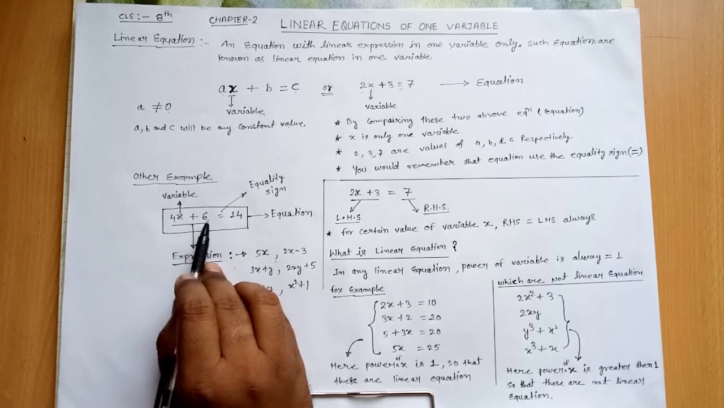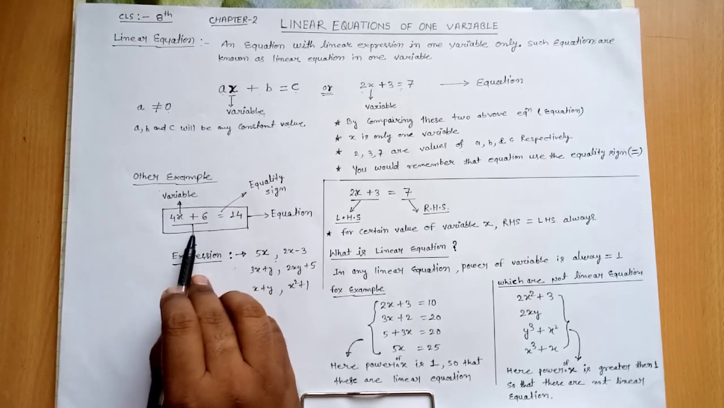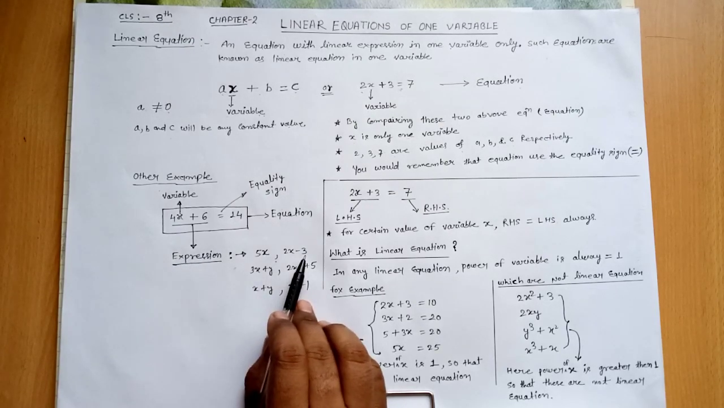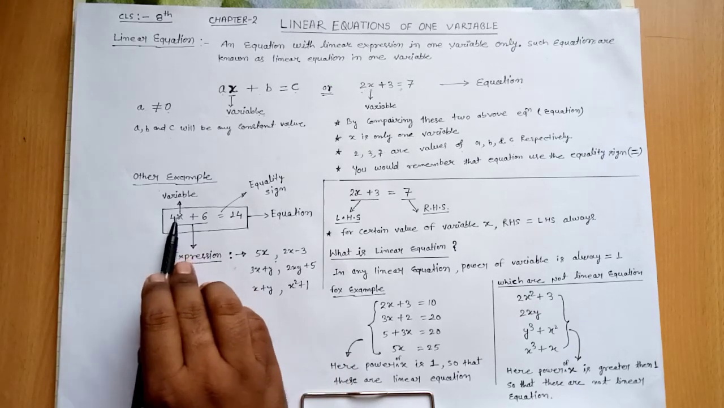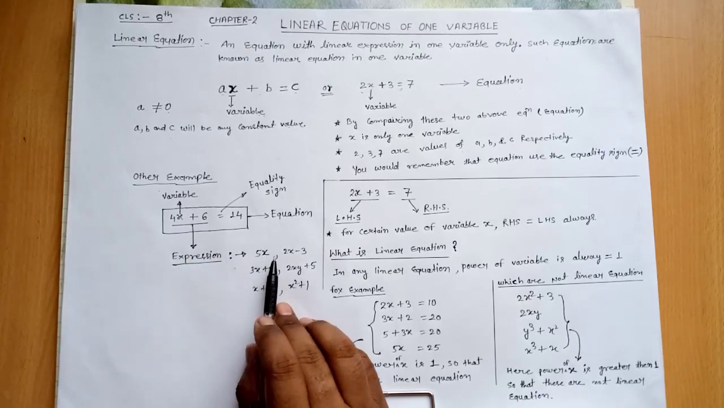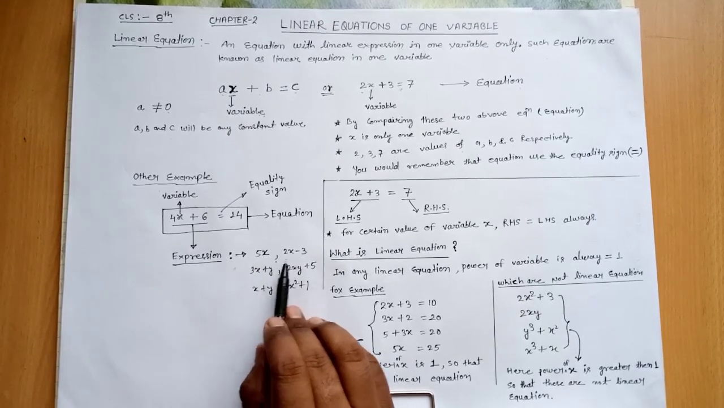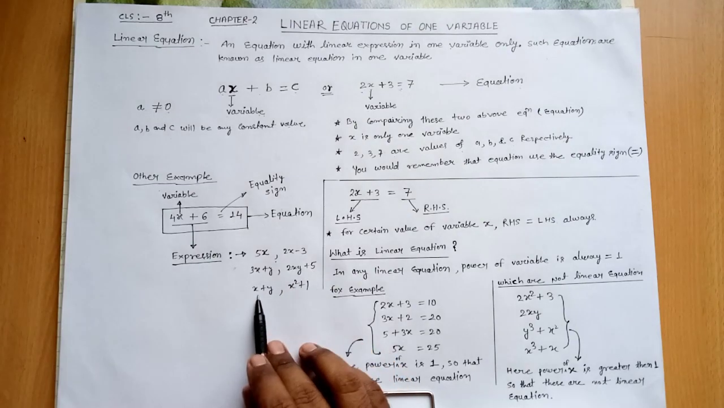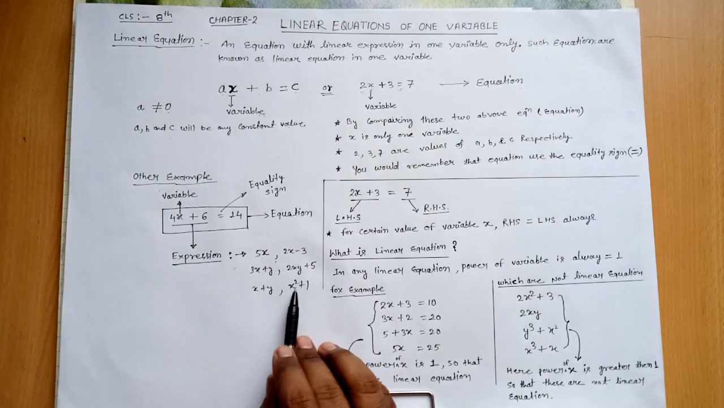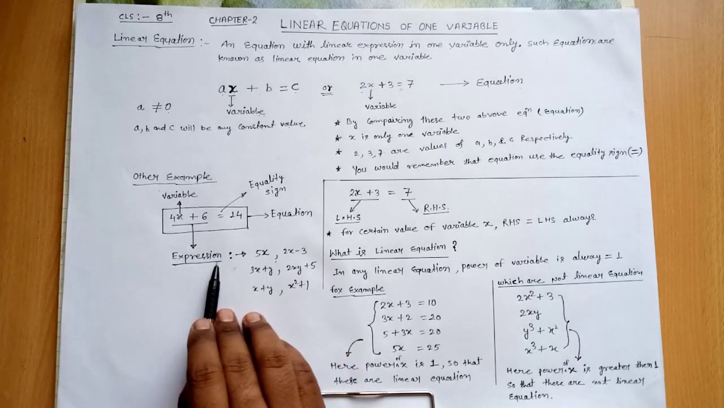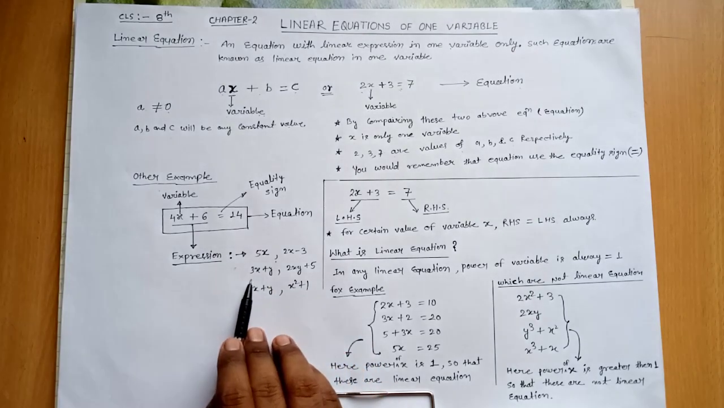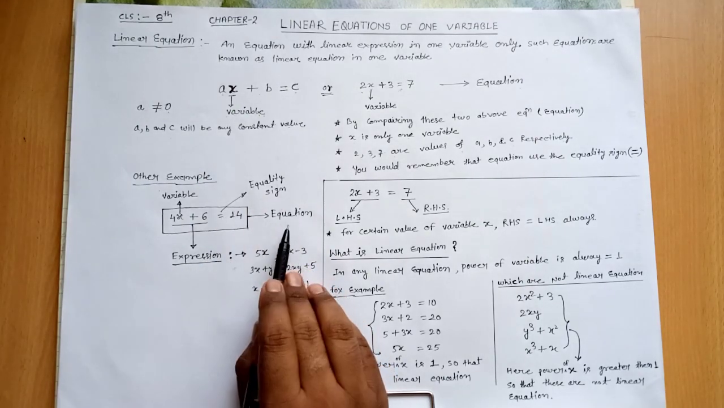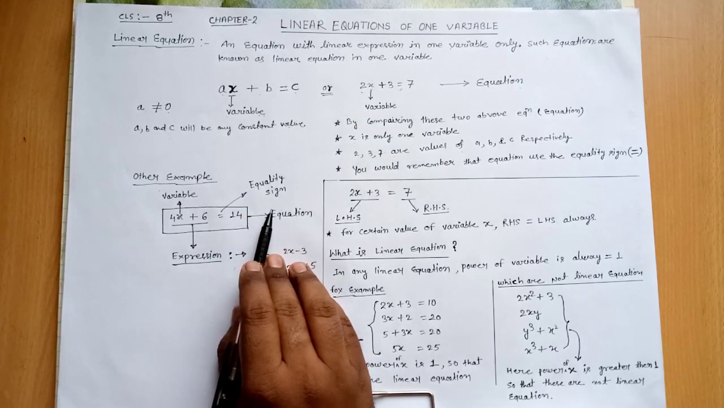Now this 4x plus 6, these terms we call expressions. Some other examples of expressions we can take: 5x, 2x minus 3, 3x plus y, 2xy plus 5, x plus y, x square plus y. These are all examples of expressions. So expressions never use equality signs, but an equation always uses equality signs, right?